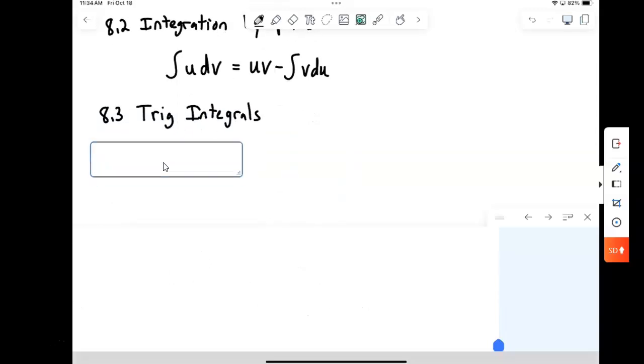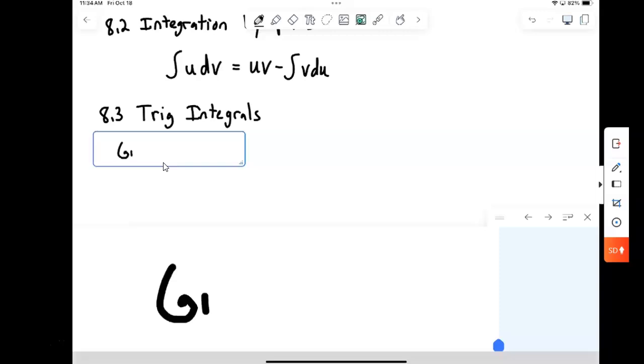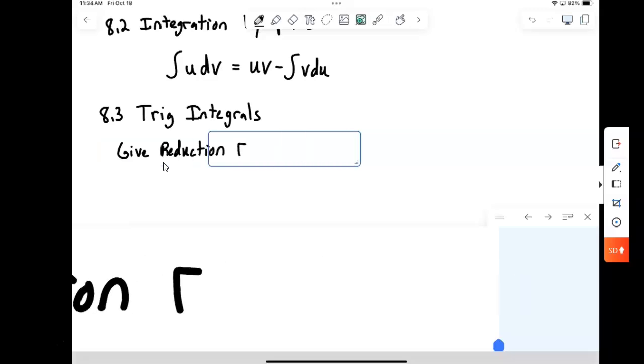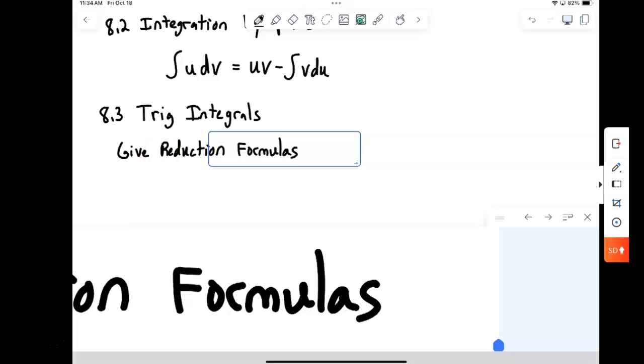So I will give you the reduction formulas. They're there for you to make use of. You do not need to memorize them. That's an absolute waste of time. I will provide those reduction formulas to you.